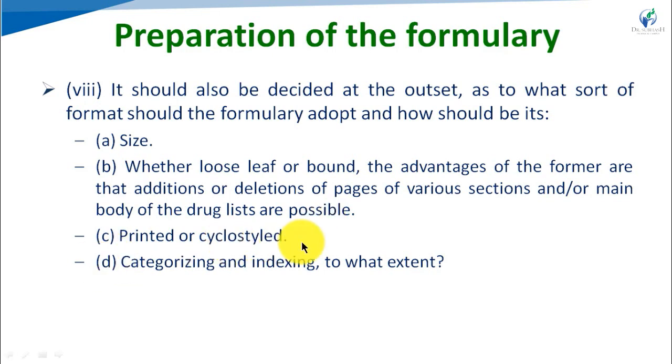Then printed or cyclostyle, printed copy directly in a printing press, or cyclostyle, that means we can use the copy of the original. Then categorizing and indexing, to what extent. देखिए यहाँ पे categorize करना है, drug को categorize करना है, whether we want to do categorizing or indexing on the basis of alphabetical order, or we need to consider the pharmacological action. So likewise when we are preparing any formulary, at that time we need to consider about the categories and indexing also. So these are the main points we need to consider when we are going for the preparation of the formulary.